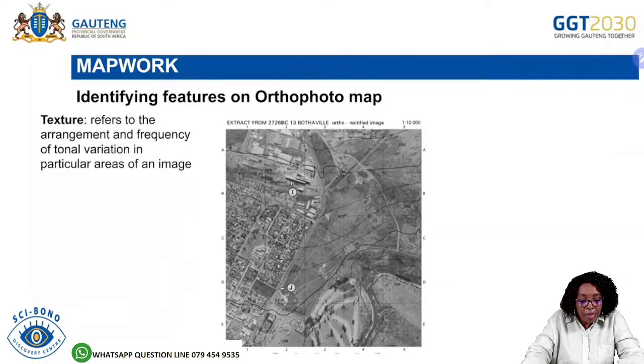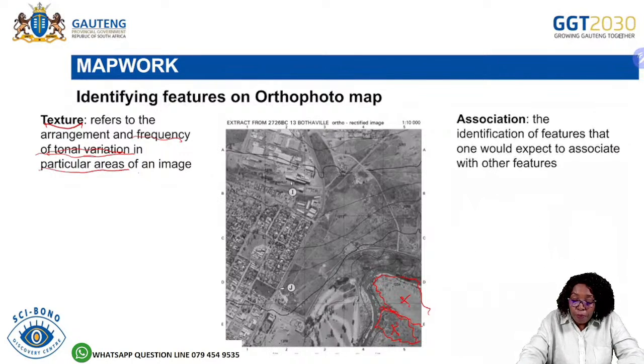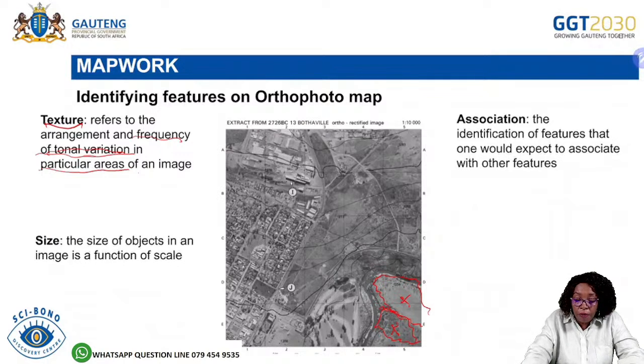Texture refers to the arrangement and frequency of the tonal variation in particular areas. So you would find that a certain texture would appear to be rough, like in this instance. But when you compare the other parts of this map, the texture in this block and this one is not the same. We find areas that are covered with vegetation and areas that have cultivated lands. So the texture of a cultivated land as compared to an area covered with trees or bushes would be different, rough and smooth.